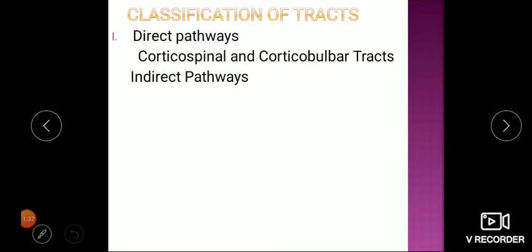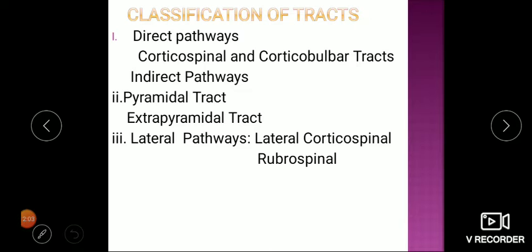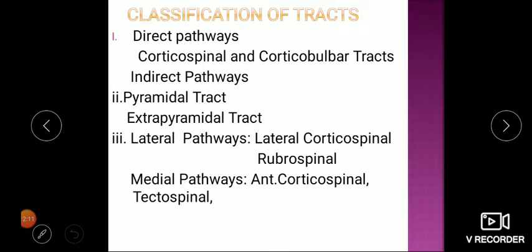Now, to classify the tracts, there are different ways of classification. First, what we have learned now is direct and indirect. Direct means corticospinal and corticobulbar tracts. Indirect we will be learning; they are taking a station in between. Another classification is that while going down, some tracts make pyramids in the medulla. Based on this, those going through the pyramids are called pyramidal tracts, and those going outside the pyramid are called extrapyramidal tracts. One more classification is based on location in the white matter of the spinal cord. Those located more laterally are called lateral pathways, and those located medially are called medial pathways.